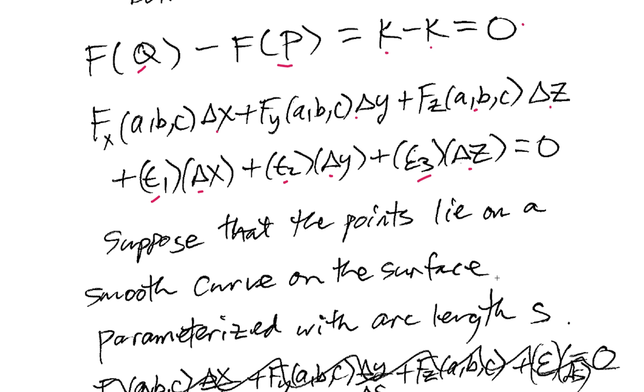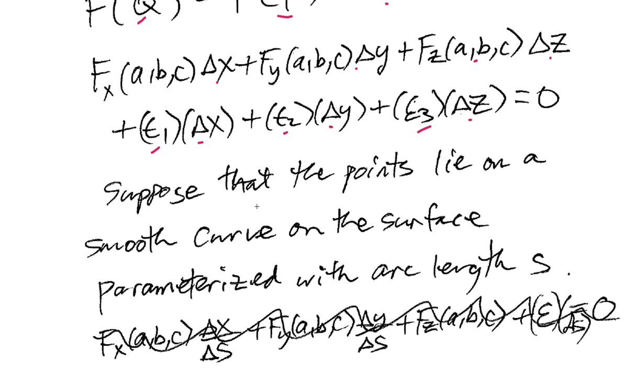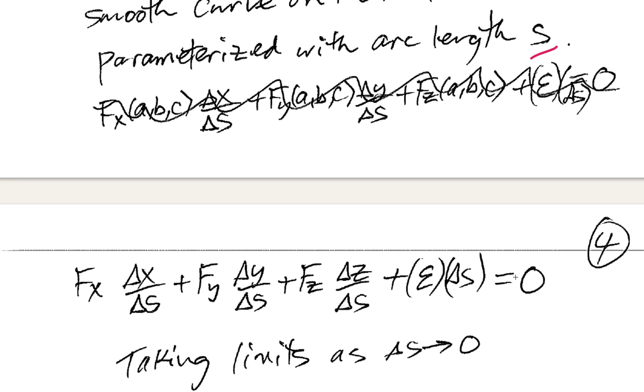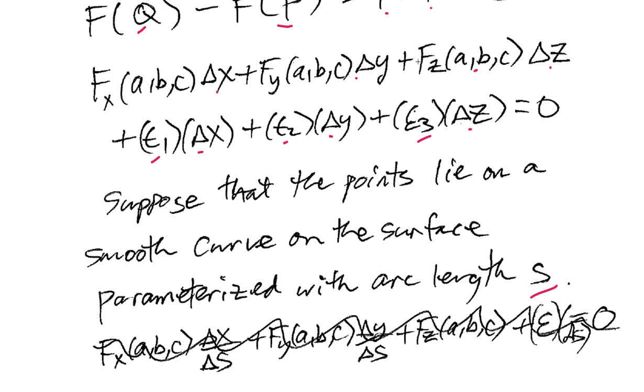So here's the idea to find the tangent plane. Now suppose that these points lie on a smooth curve on the surface, parameterized with arc length s. Then I could talk about dividing by delta s all along that curve.